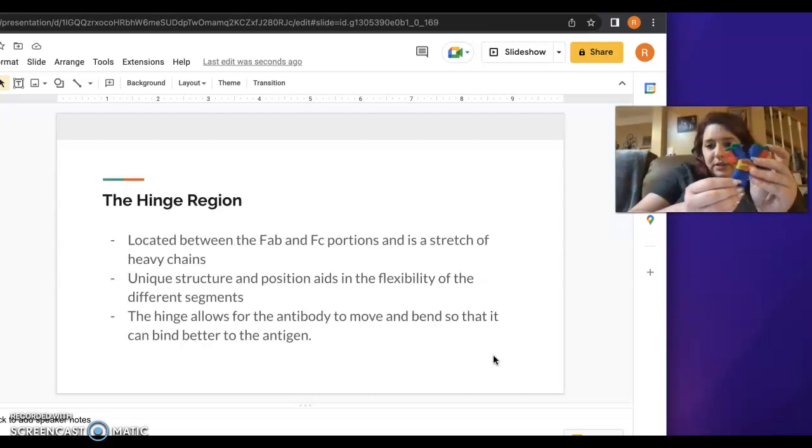The hinge region is going to be this little yellow area in the middle, and this is located between the FAB and FC portions, and it is a stretch of the heavy chains, so this is how they are connected, is by the hinge region.